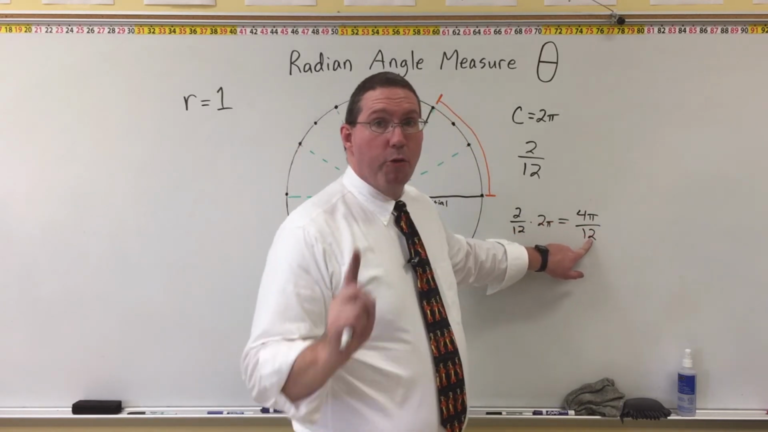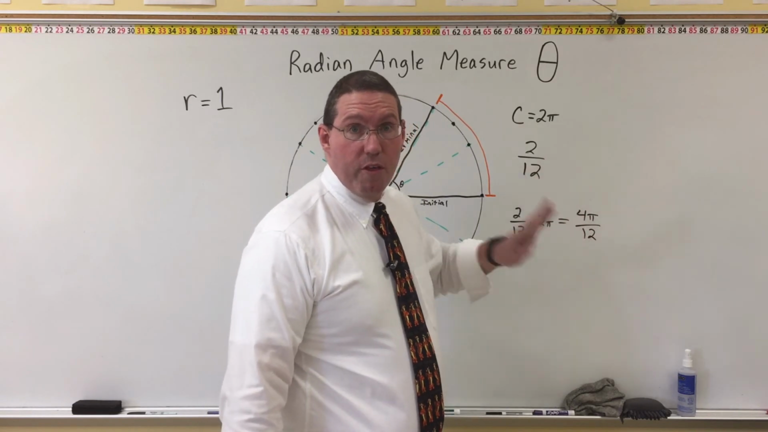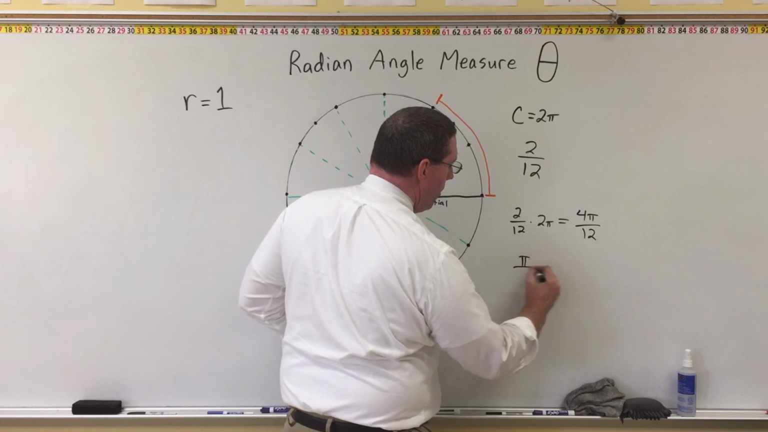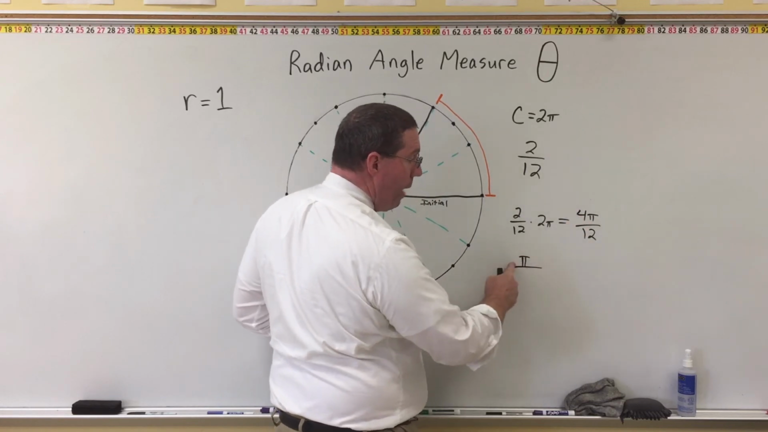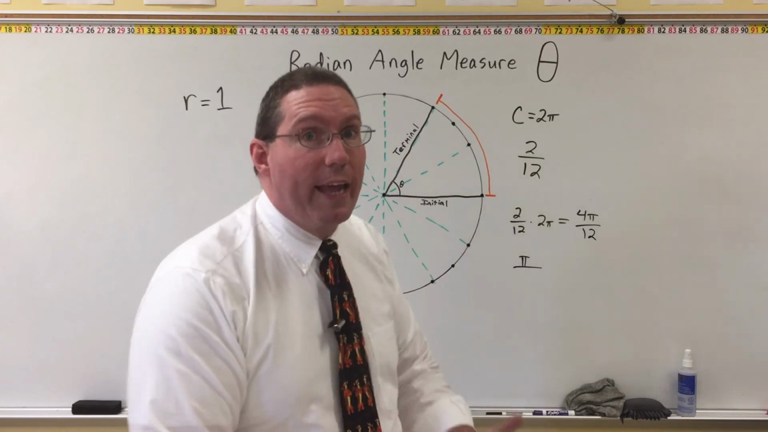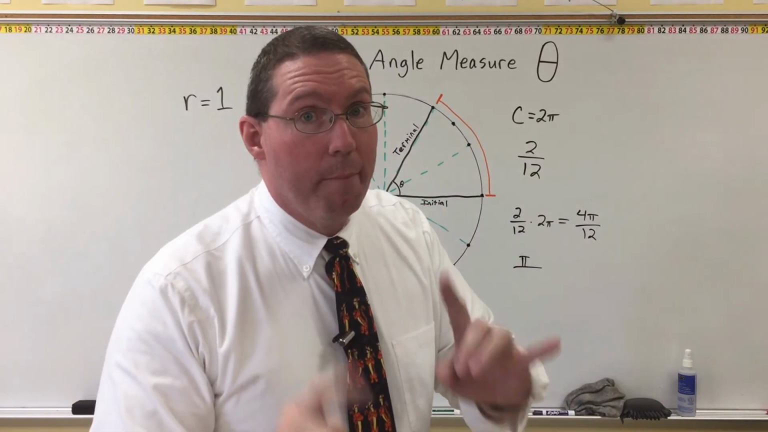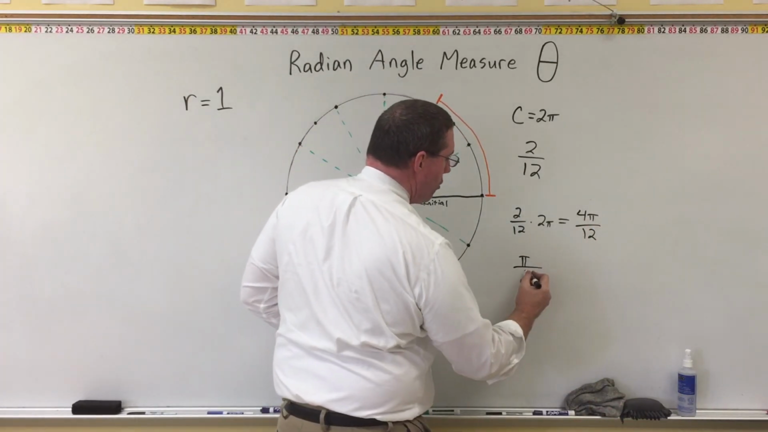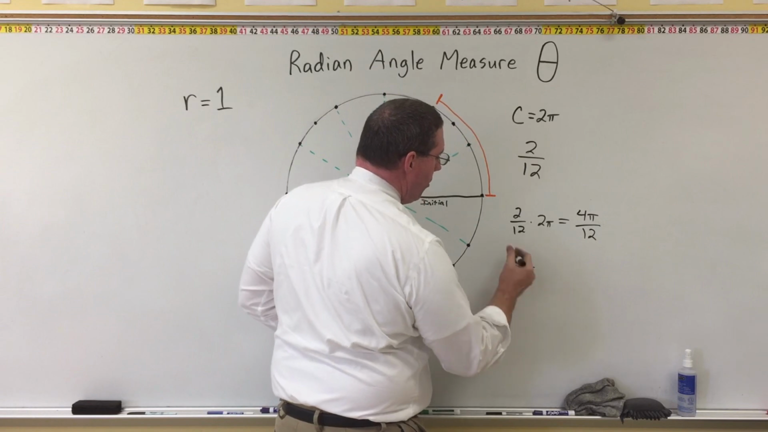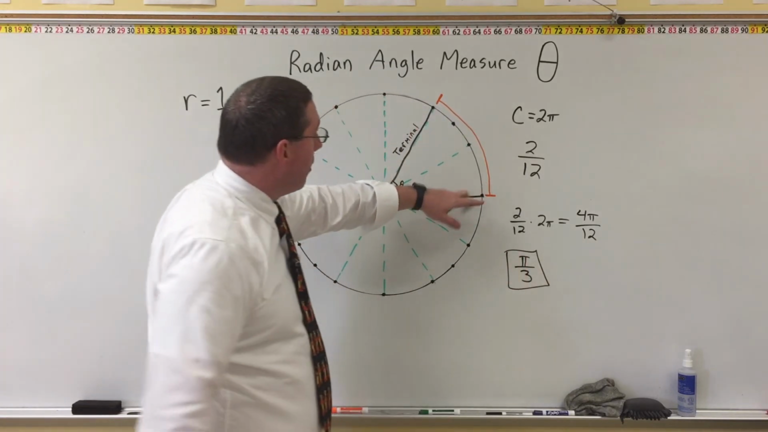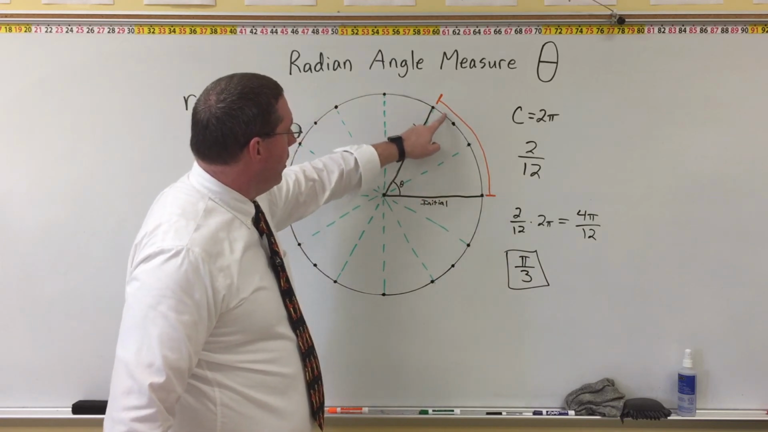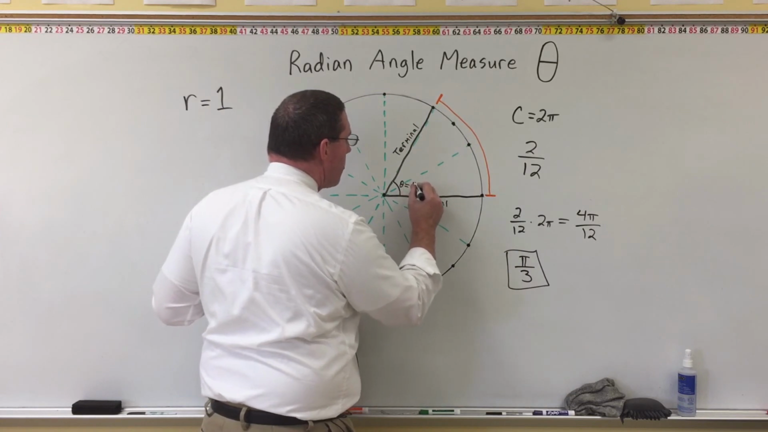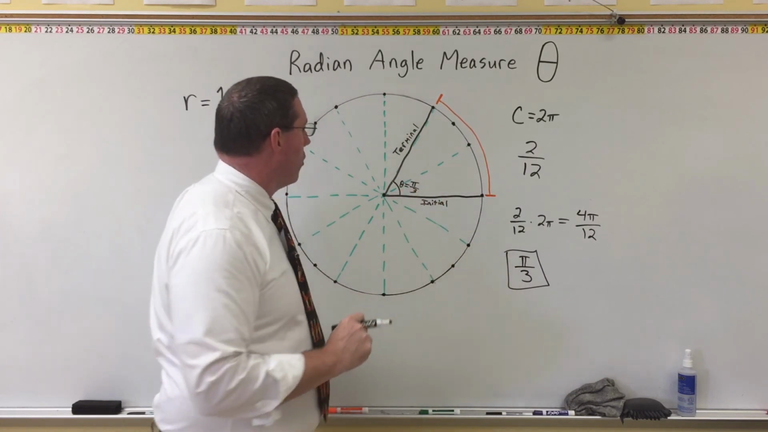4 and 12 are both divisible by 4, so we can reduce this by a factor of 4 in the numerator and denominator. Divided by 4 means just pi, because 4 divided by 4 is 1, so 1 pi. But when it's 1 pi, just write pi. Do not put 1 pi, just put pi, okay? 12 divided by 4 is 3. And therefore, the answer to this, the arc length, the length from here to here is pi over 3. And that means that the angle measure is also pi over 3.